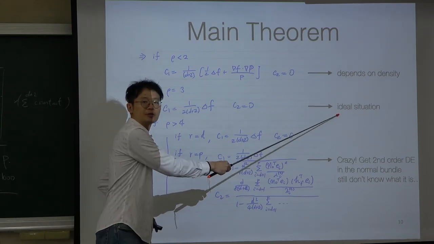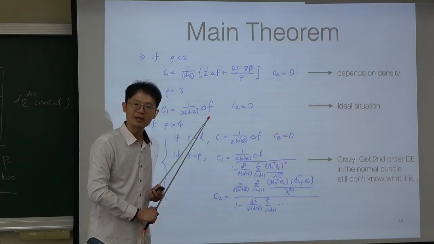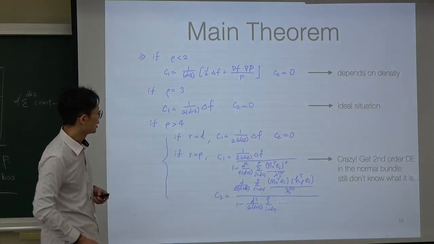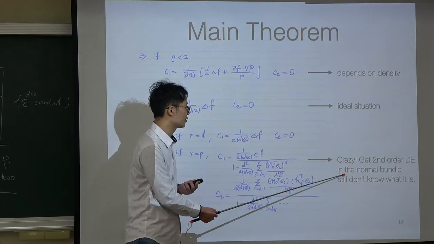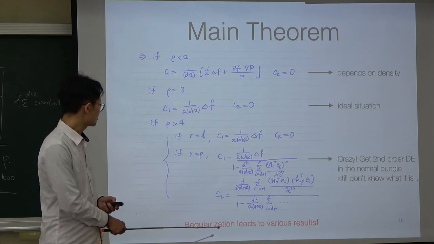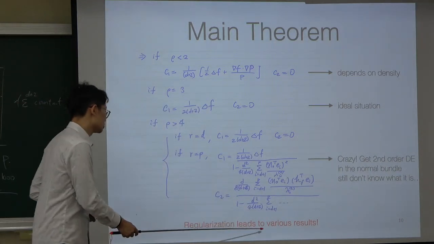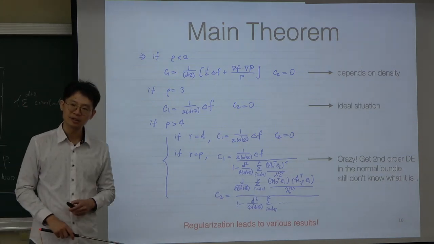This is the ideal situation because we get the Laplace-Beltrami operator, so that we can apply spectral embedding theory. And this is just crazy. I have no idea what it is. Okay, so it summarizes as regularization, these two various results, and it is critical.